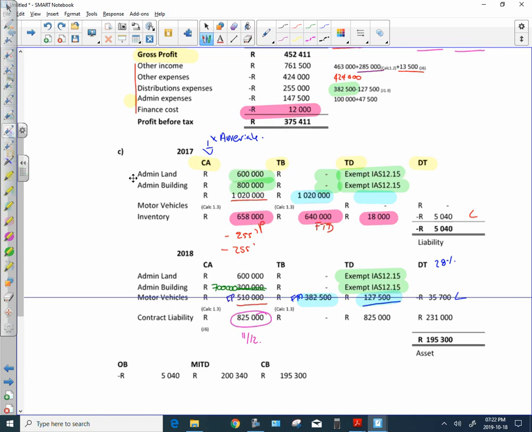The tax base for revenue received in advance is carrying amount minus amounts not taxable in the future. Carrying amount is 825. How much is taxable in the future? Nothing, because I've already been taxed on it. So amounts that are not taxable in future is the full 825, agreed, and that's where I get to my tax base of 0. That leads me to temporary difference, deductible temporary difference of 825, which is an asset to me. Everybody happy with that?